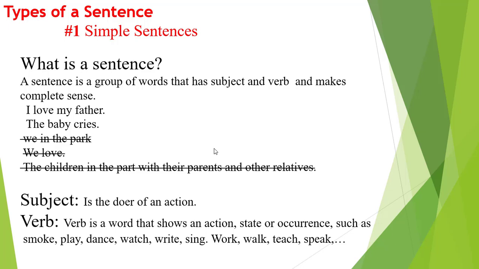Okay, I love my father. This is a sentence. I is subject, love is verb, my father is object. So it gives a complete sense.